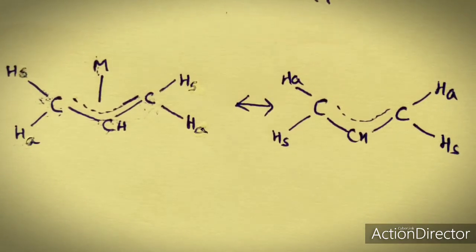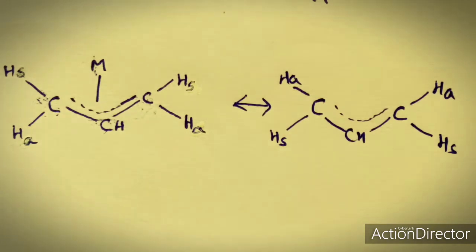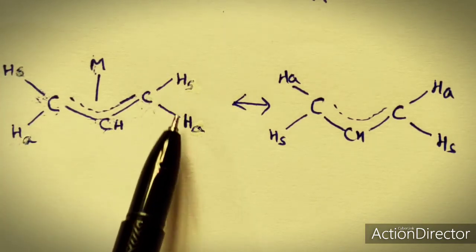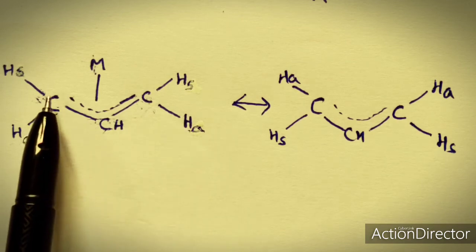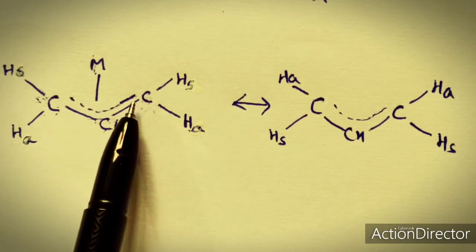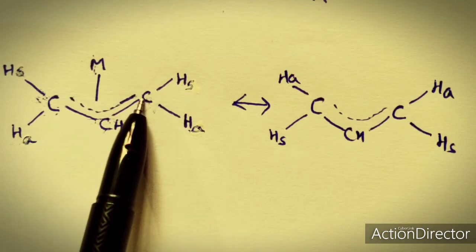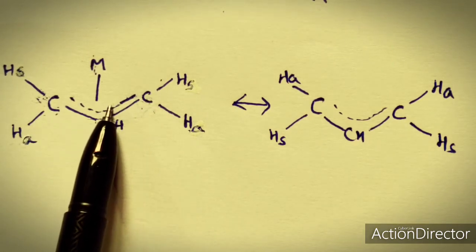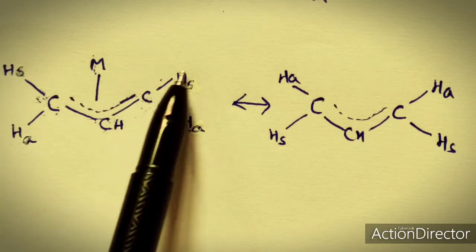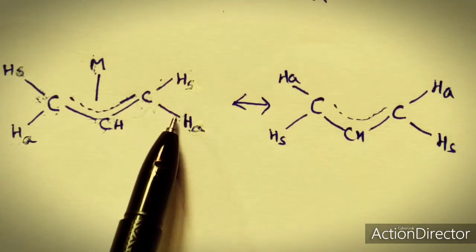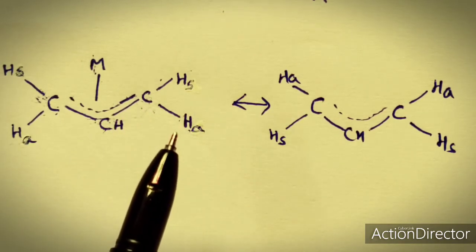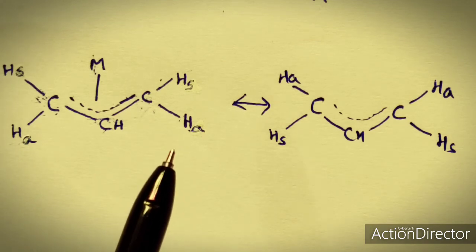This eta 3 allyl group often shows exchange of the syn and anti substituents. Here the syn and anti substituents are hydrogen atoms. This allyl group is acting as an eta 3 ligand, as all three carbon atoms are attached to the metal center. So this eta 3 allyl group often shows exchange of syn and anti substituents. This mechanism is known as fluxionality, which we will discuss in a separate lecture on the fluxionality behavior of allyl complexes.